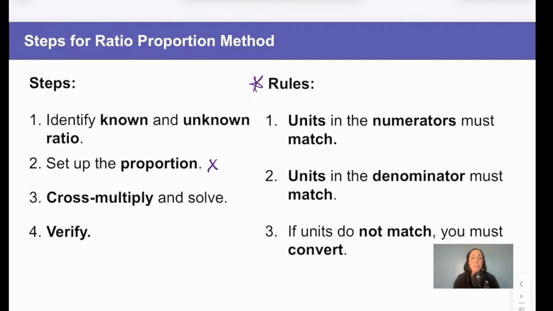So you want to make sure when you set up your proportion that the units match in the numerator and in the denominator. So once you verify that, you're set to go on and cross multiply. But if they don't match, then you have to convert or just look back. Maybe somehow we've plugged something in incorrectly. The other thing that's important to understand for these ratio proportion methods is that you're going to repeat steps 2 and 3 multiple times until you get to your desired units.